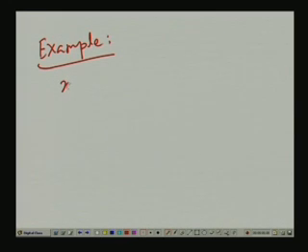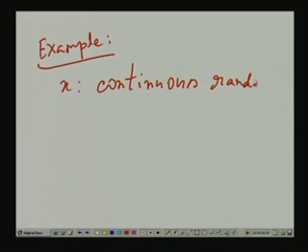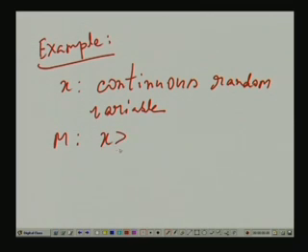As an example, suppose x is a continuous random variable, and given that event m is nothing but x taking values greater than or equal to a. So, x is constrained to take values greater than or equal to some number a. Subject to this constraint, what is the mean of x?